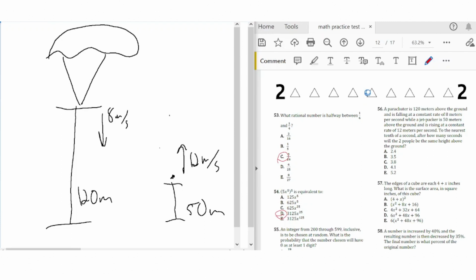So all we have to do is figure this out. How long does it take to traverse 70 meters if you're traveling at 20 meters per second? So we just have distance equals rate times time. So we have 70 equals 20t. All you have to do is divide 70 by 20 to solve for t. So we've got 70 divided by 20 is 3.5 seconds. And notice we've got that rounded to the tenth. So B is our answer for 56.